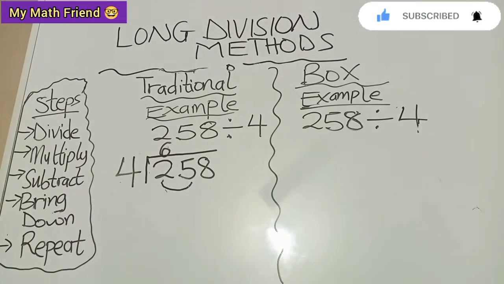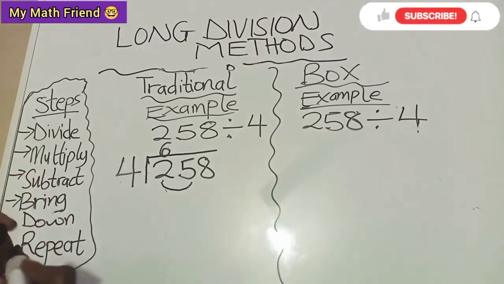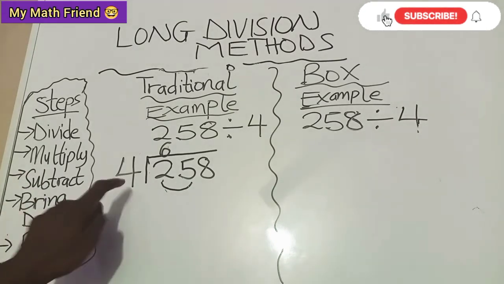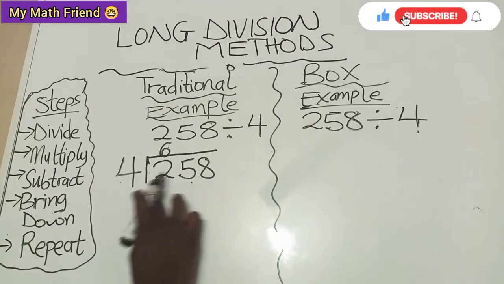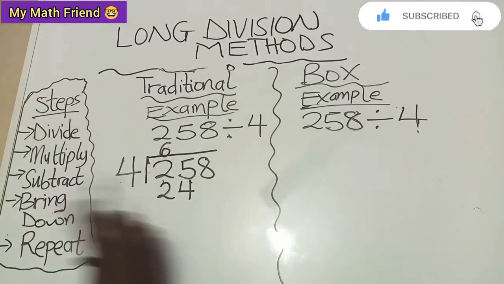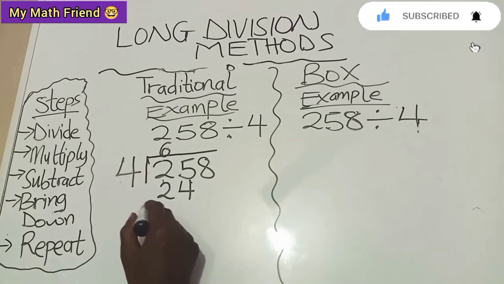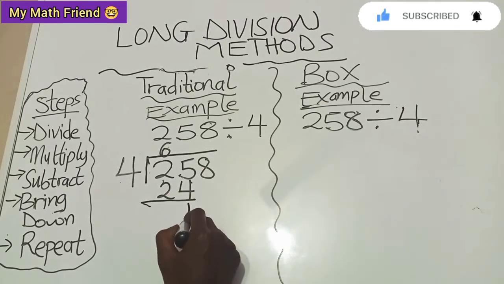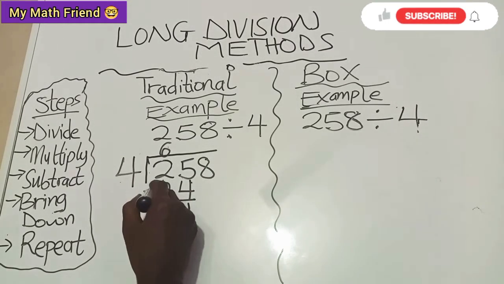Good. So then second step, you multiply. Just follow the steps and it's very easy. 4 times 6 gives you what? It gives us 24. Very good. Third step, you subtract. 5 minus 4 gives you 1. 2 minus 2 is 0. And there's nothing there. Great.